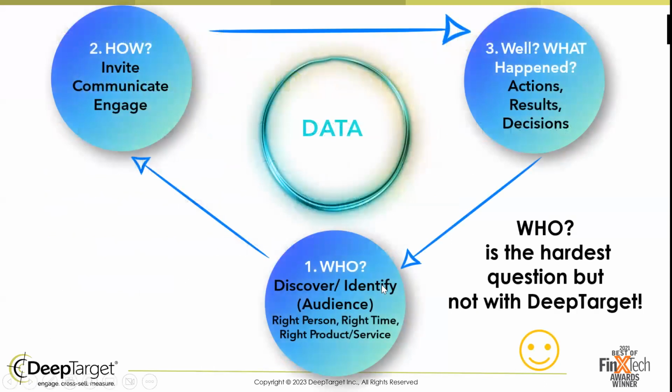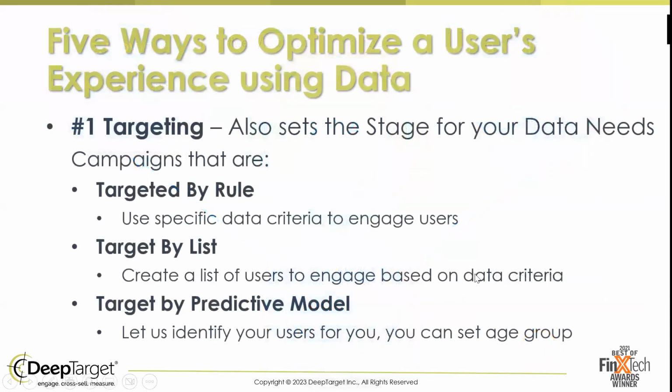Okay, so let me go back to that three-circle wheel, if you will, and once again say the most important thing to do is to understand who is most interested in the products and services you're offering across your whole FI. And the reality is it's not hard at all when you use DeepTarget, because we're going to help you discover that right person at the right time with that right product or service. Okay, so let's talk about targeting for just a minute, and I'll ask Helen to jump in as well.